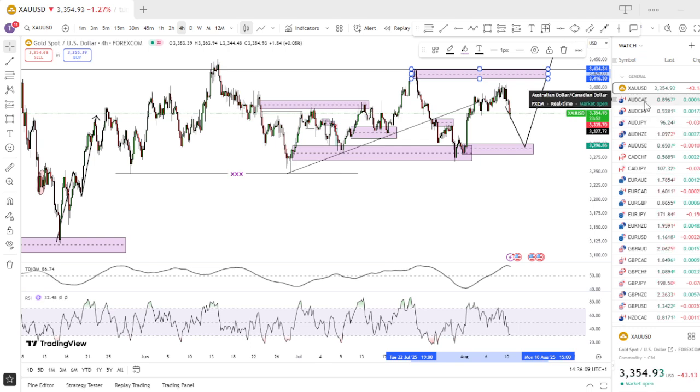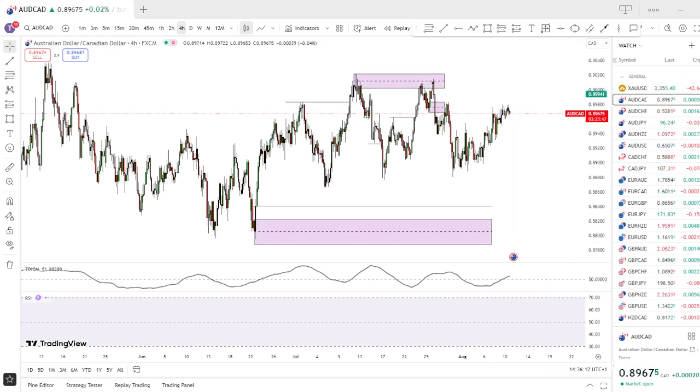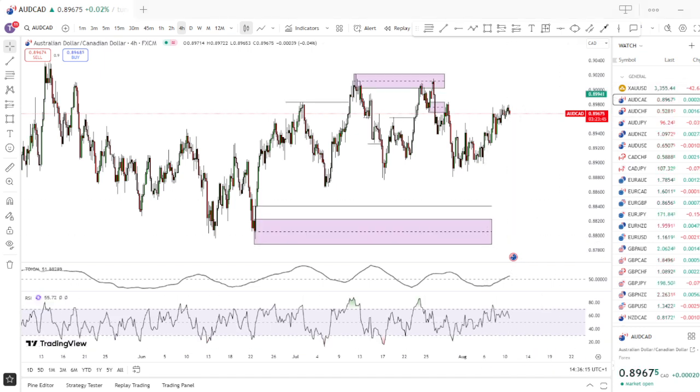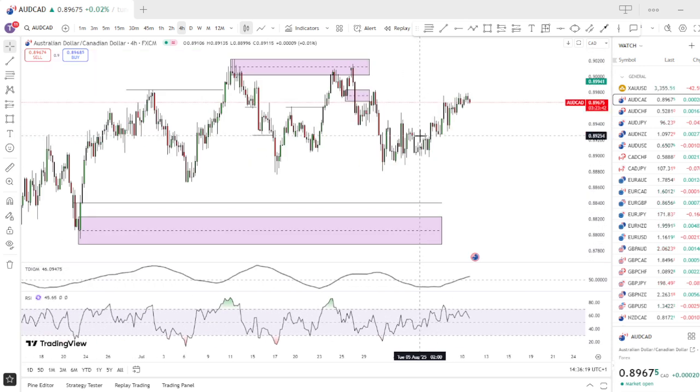All right, but that's just it for gold. We've taken so much time already on gold, so let's quickly go on. Let's look at AUDCAD quickly. Do we have anything on AUDCAD?